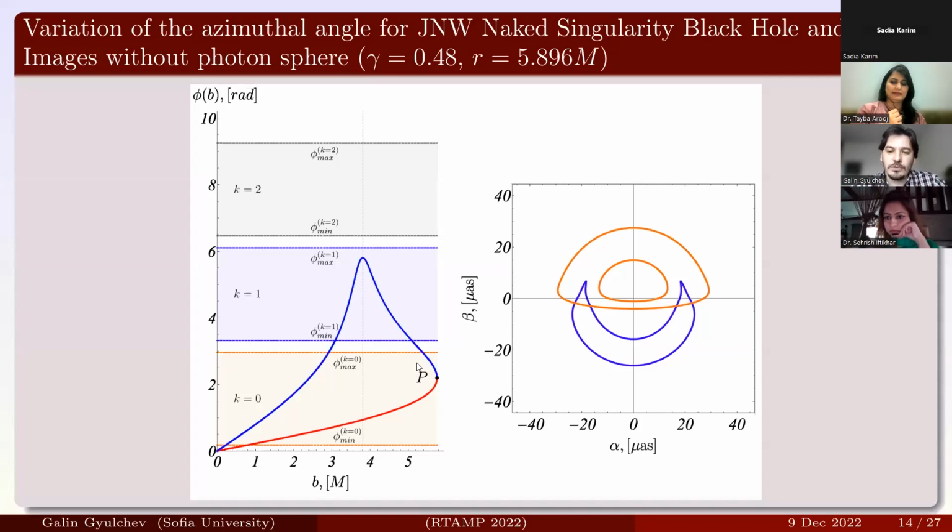And because of this, when we have a naked singularity, we obtain the opportunity to observe not only one, but a lot of different number of images. Okay, thank you.